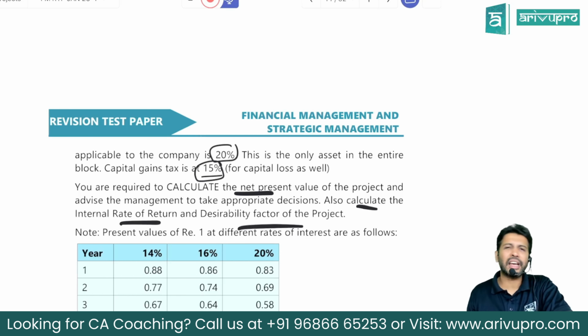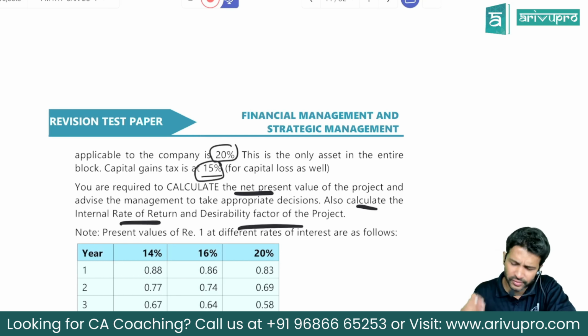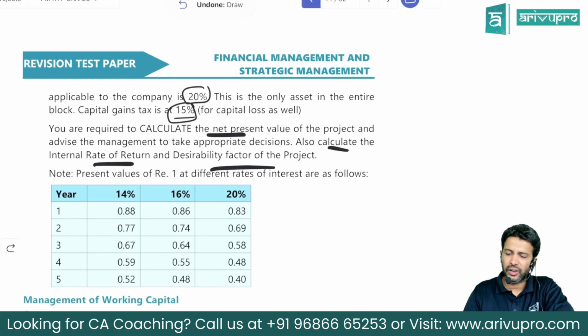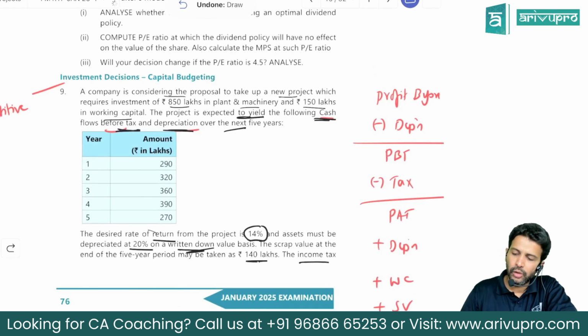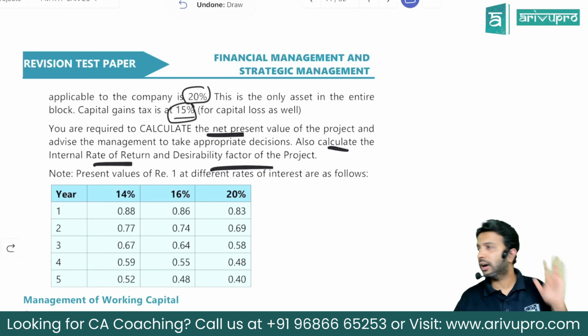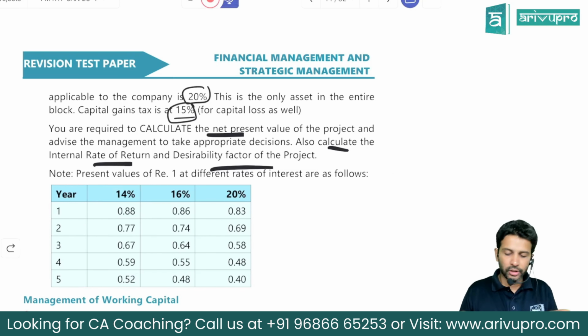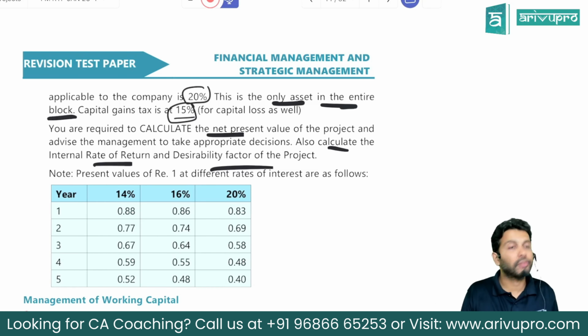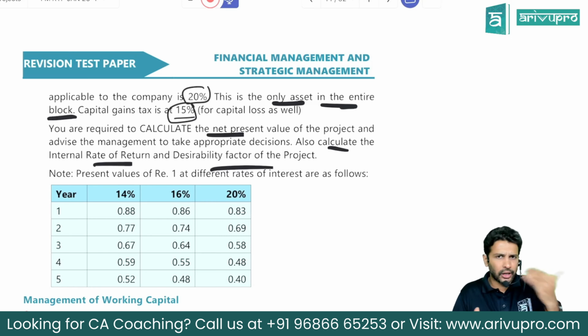Once you calculate cash flow, anything you can calculate in a straightforward way. Present value factors, they only gave at various rates. In fact, we know already what the discount factor is. How much is that? 14%. Use 14%, this particular column, to get the discount factors. So any doubt in the question? No. And in fact they also told this is the only asset in the entire block. Okay, fine. So that means whatever concept we discussed will also get triggered.